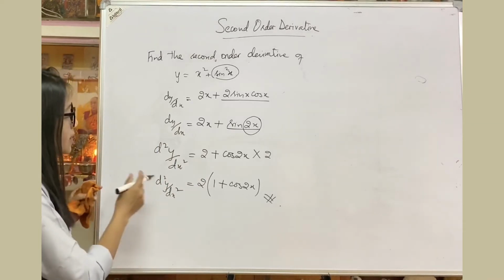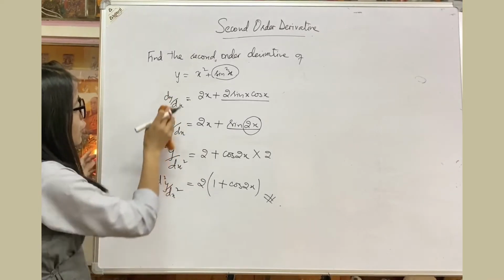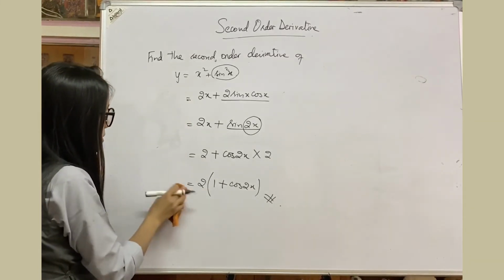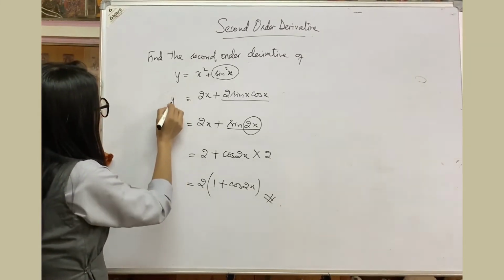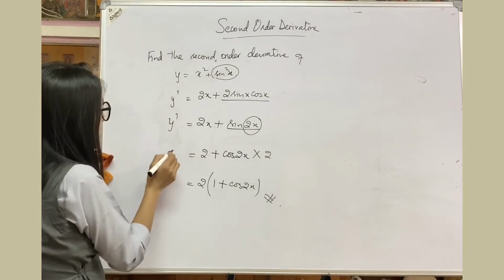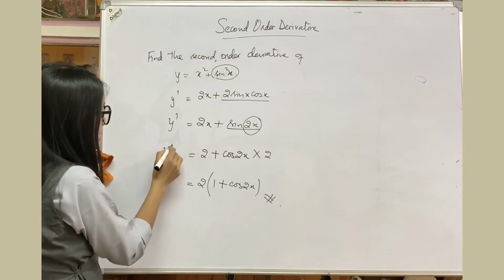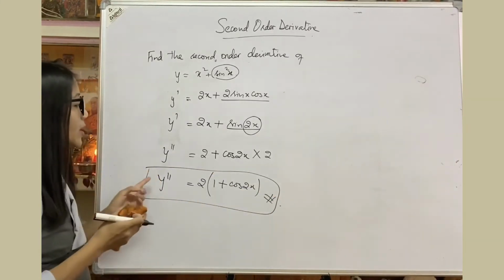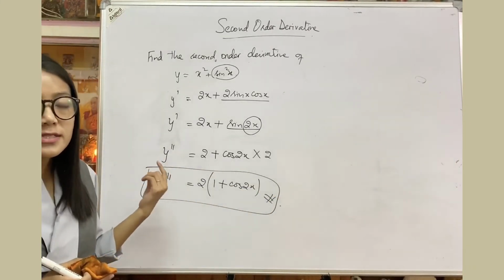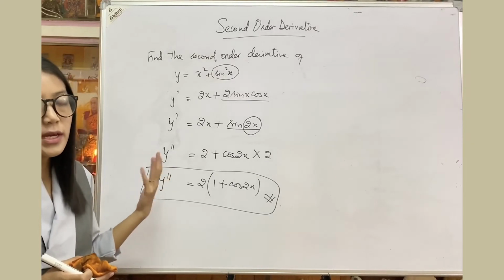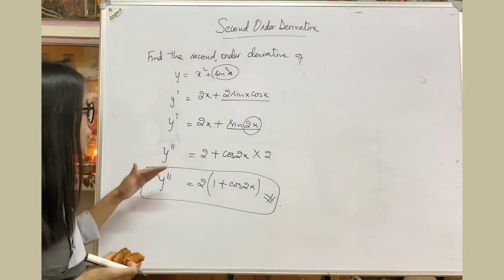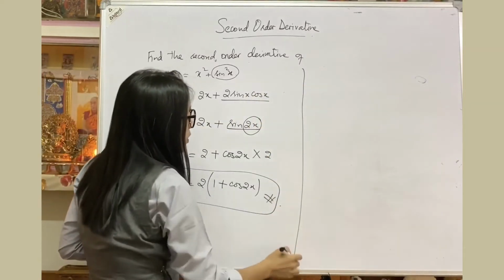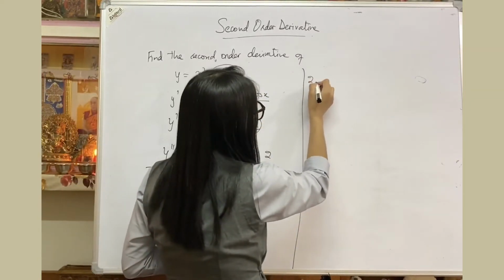So either you can use this notation or you can also write y dash. So this is y dash, this is y double dash. So we have y double dash equals this. Either you can write y double dash or you can write d2y by dx square. Any notation you can take. Okay, let that be the first example. If I take one more example, now you will try to do this by yourself.